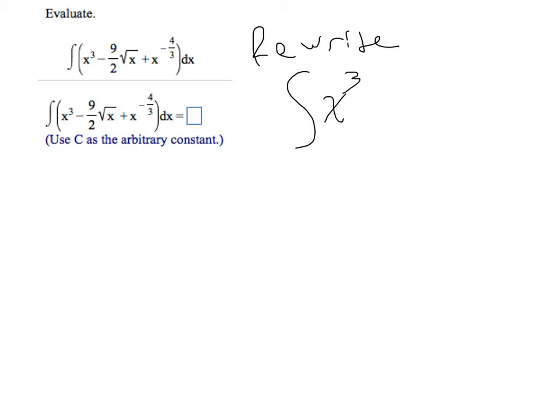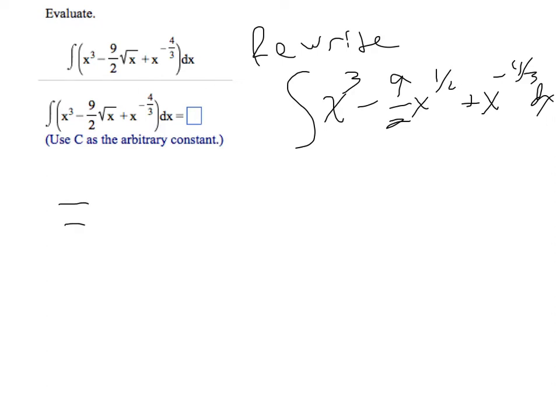So I have x cubed minus 9/2 x to the 1/2 plus x to the minus 4/3. Again, I haven't used any calculus yet. I'm just rewriting this so that each term looks like a number times a power of x. And now for each one, I'm going to use the power rule.